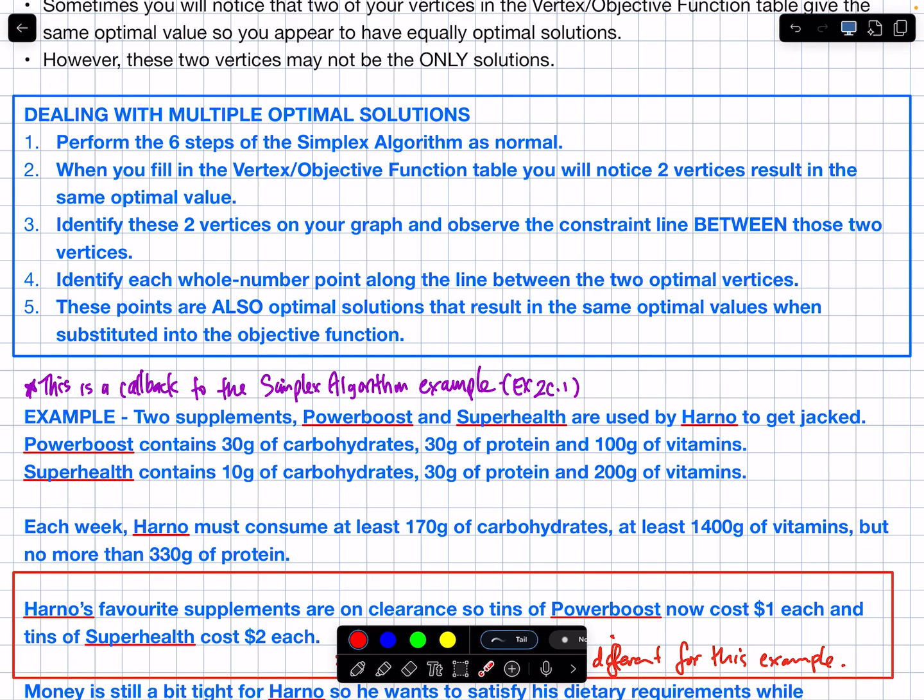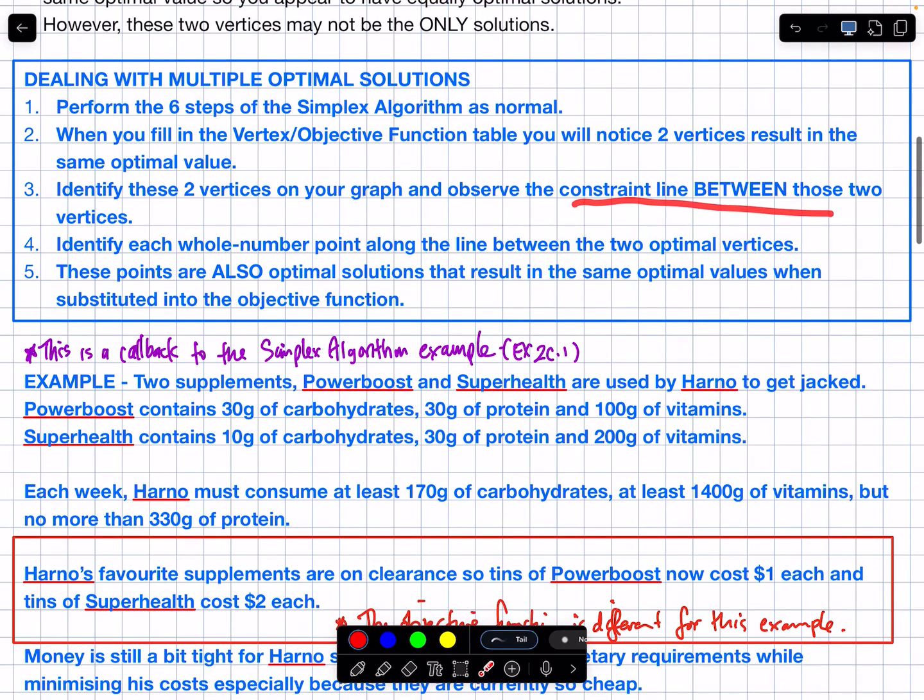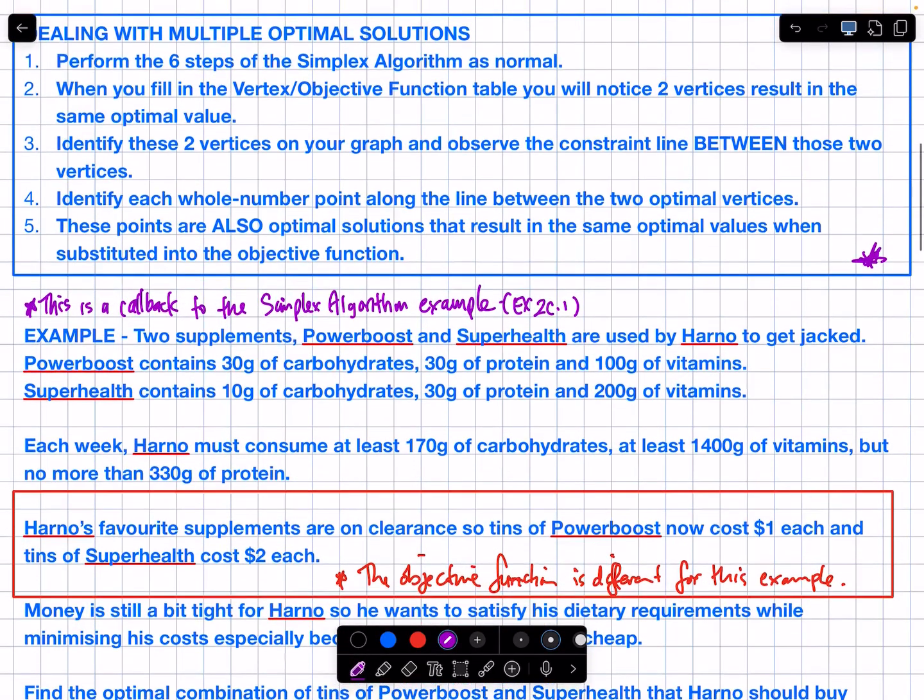Okay, step 3. What's different? Your table is going to have 2 things that you put a star next to. How do we deal with that? You need to identify the 2 vertices in your graph, and you need to look at the line between those vertices. And then step 4, look at all the whole number points along that line. And what is the significance of those whole number points? They are also optimal solutions. So do steps 1 to 5, get those down, please. And then I'll move it in such a way.